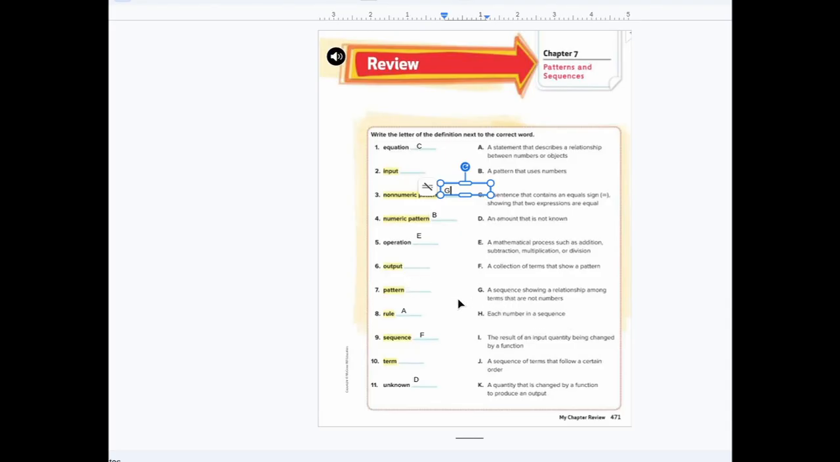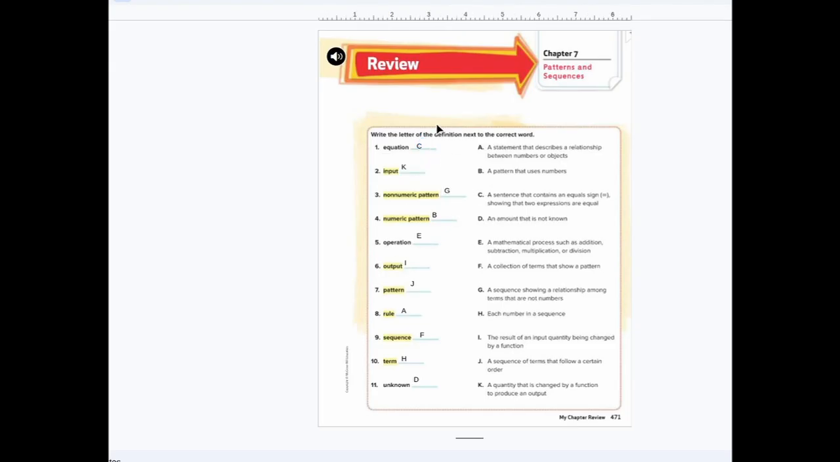Each number in a sequence is a term. So 10 is H. The result of an input quantity being changed. That is the output. So number 6 is I. A sequence of terms that follow a certain order. That is the pattern. So 7 is J. And then a quantity that is changed to produce the output is number 2, input.